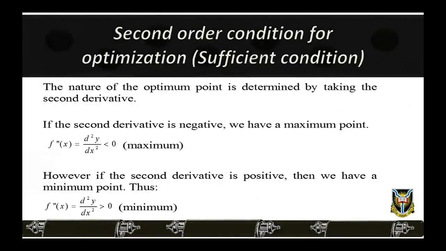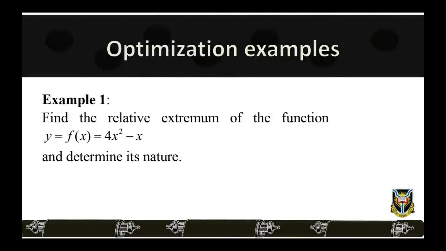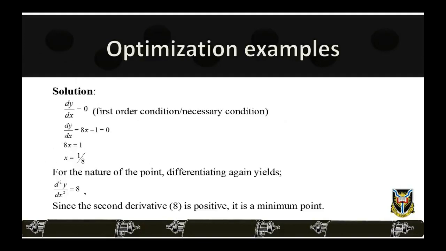Example 1. Find the relative extremum of the function y equals f of x equals 4x squared minus x and determine its nature. Solution. dy by dx equals 8x minus 1 equals 0. 8x equals 1. x equals 1 over 8. For the nature of the point, we differentiate again. d squared y divided by dx squared equals 8. Since the second derivative is positive, we conclude that this is a minimum point.